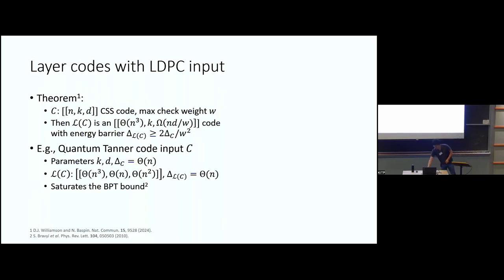So for example, we could input some of these asymptotically good quantum LDPC codes, like the quantum Tanner codes, which have k and d scaling linearly with n, and also the energy barrier. And then you would get the layer code that saturates the BPT bound. So it's optimal in three dimensions, which is pretty nice. And also the energy barrier would be scaling as n. So the relative energy barrier is still decreasing because we have more logical qubits, but that's what is proven.